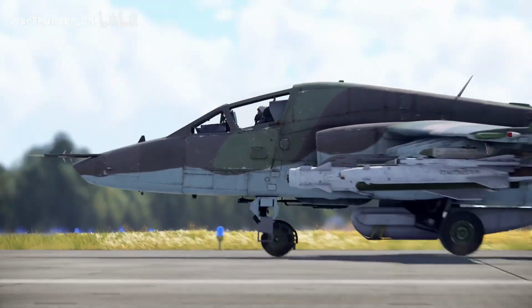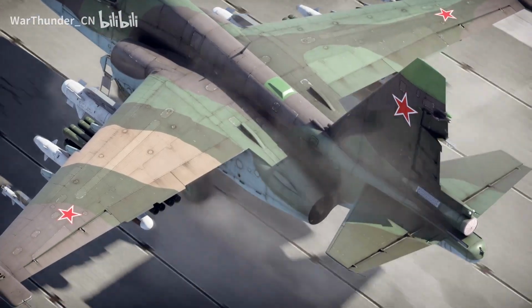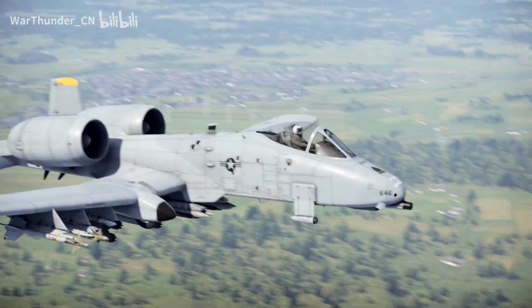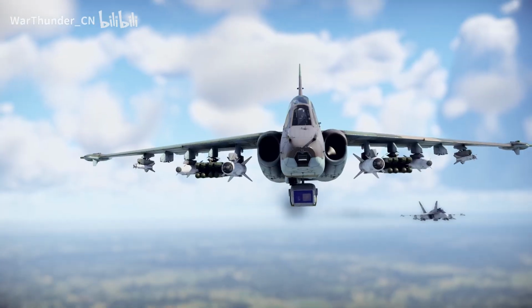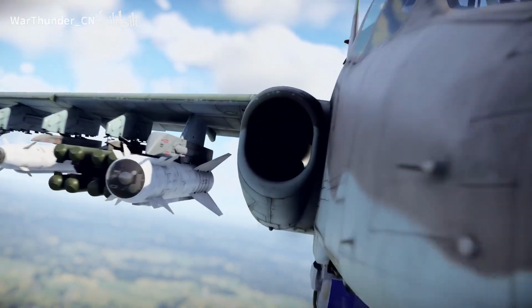Turbojet engines have long been a cornerstone of modern aviation. Today, let's dive into how these power plants work. We'll begin with the structure of a classic turbojet engine.